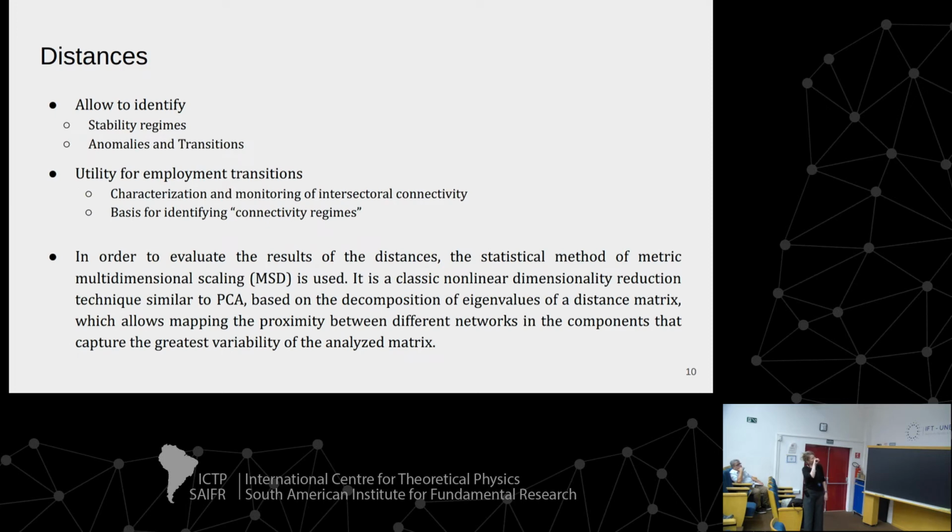So as I said, when I apply the three distances to the 24 years, to the 24 networks, what I will be extracting from this analysis is that I will be able to analyze, as I anticipated a little bit, the stability regions. So I will be able to see which years behave similarly, and which years are shown as very different ones, because these distances will show it to me, okay? So I will see the anomalies and transitions.